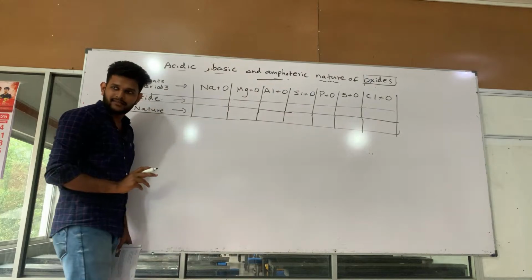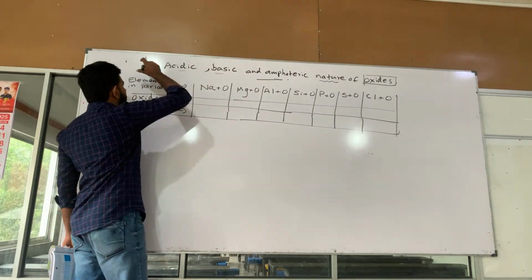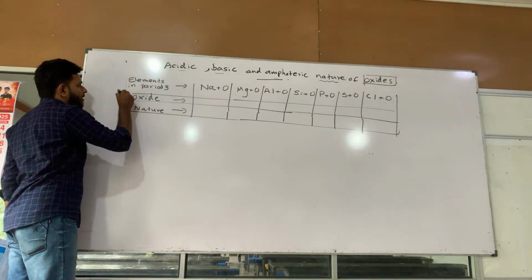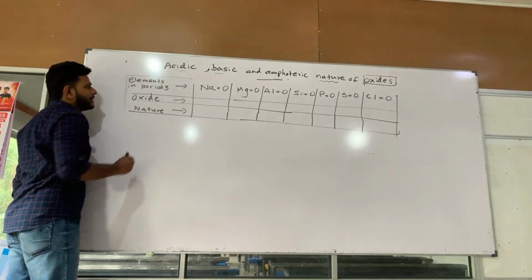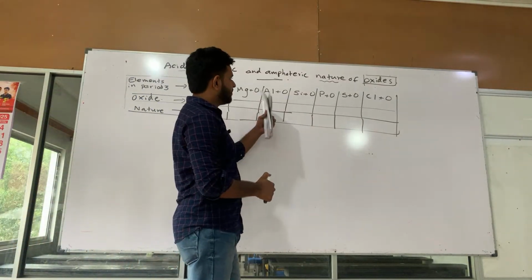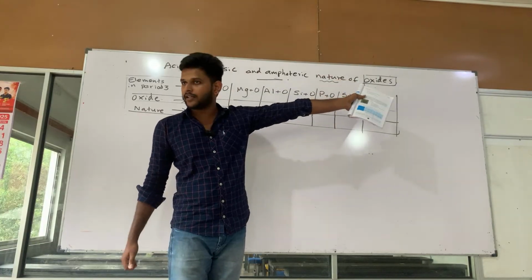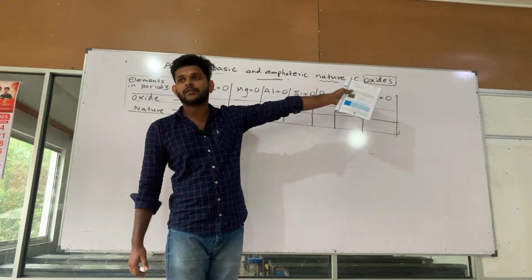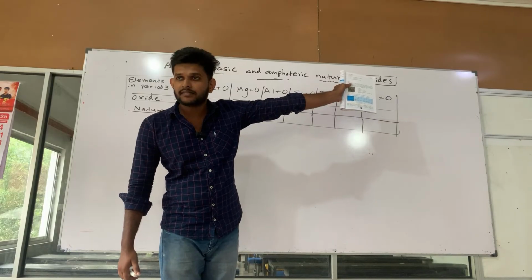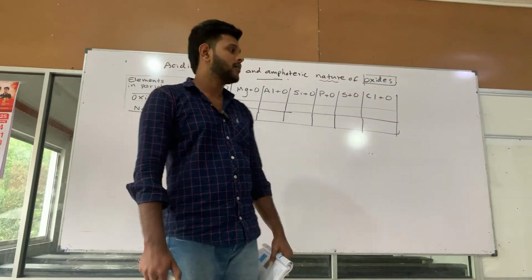So we are going to write some oxides here. Sodium, and here you can see the elements in the period three. What are the elements in period three? Sodium, magnesium, aluminium, silicon, phosphorus, sulfur, chlorine. Argon is also in period three, but we don't write argon because argon is a noble gas. It does not make any bond, right?